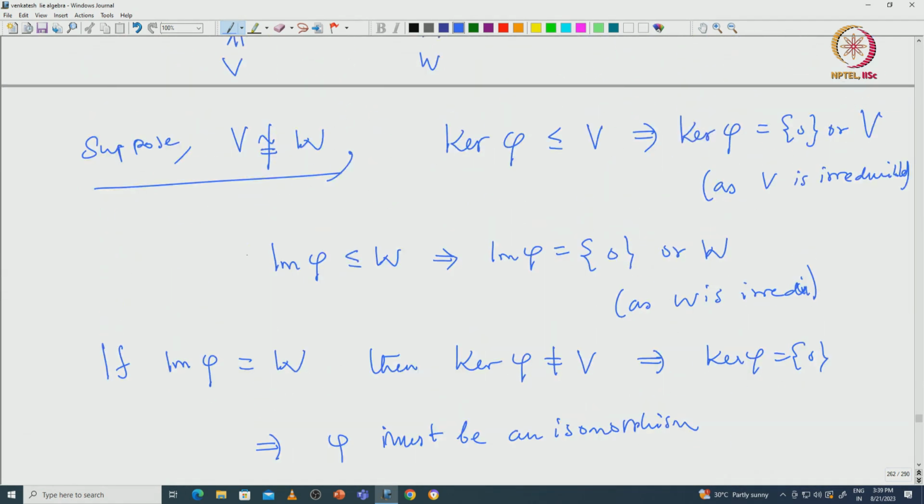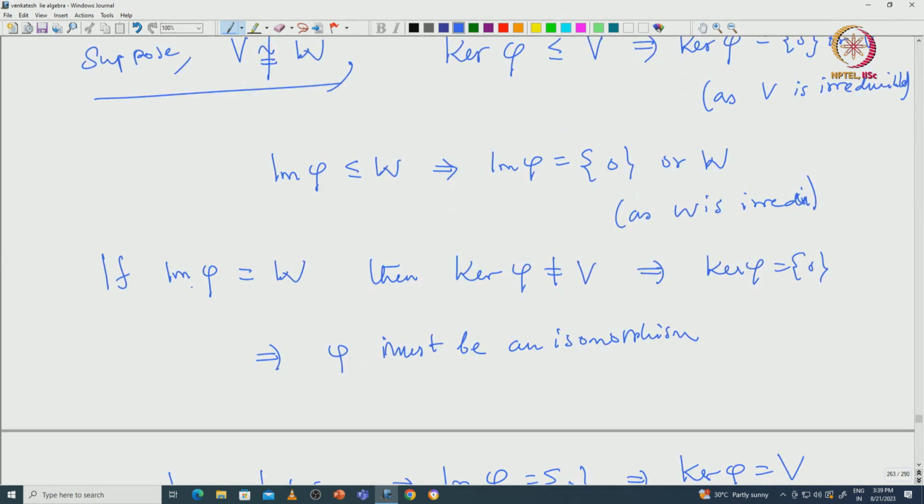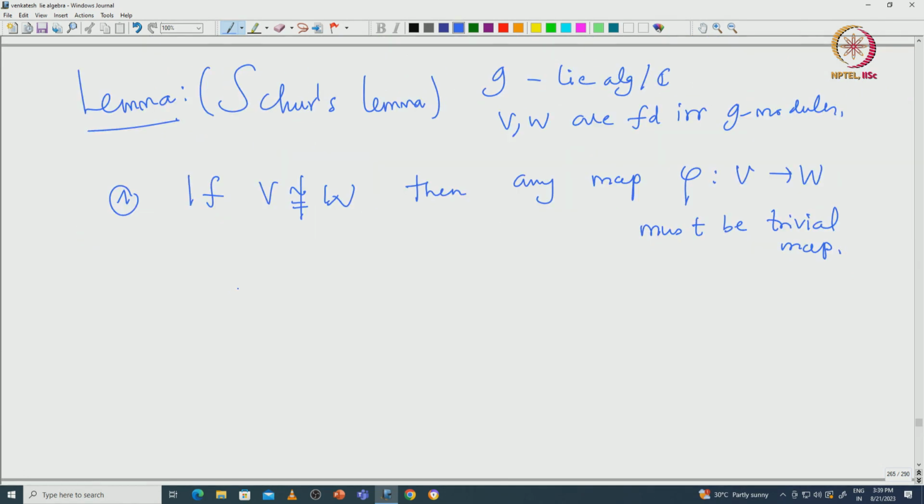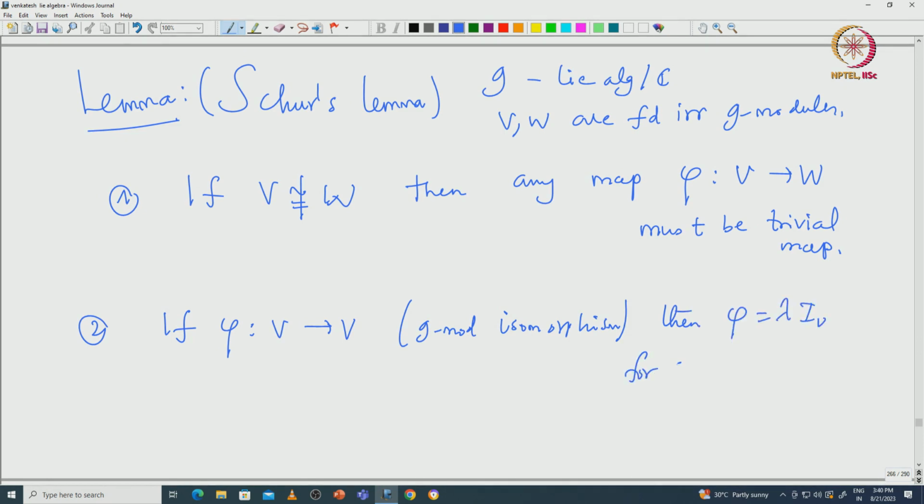Yeah, if V is not isomorphic to W, then the image of phi cannot be W, and so that means the image of phi must be 0. So, that means phi is the trivial map. The second statement: if phi is from V to V, a G module isomorphism, then phi has to be lambda times identity V for some lambda coming from the complex numbers. Okay. So, these are two important statements about irreducible representations and the maps between them.